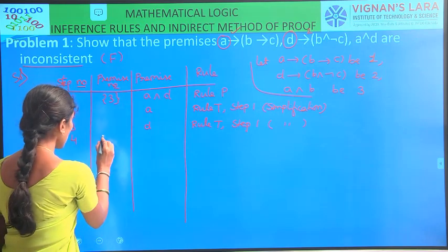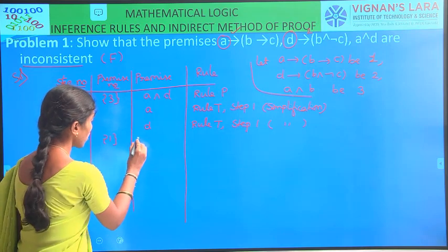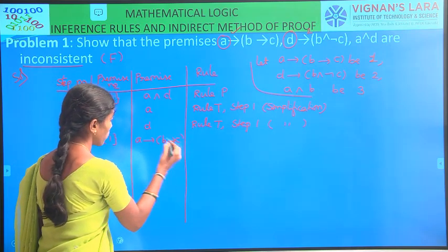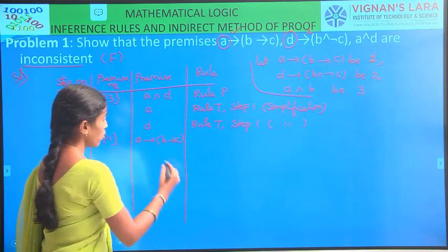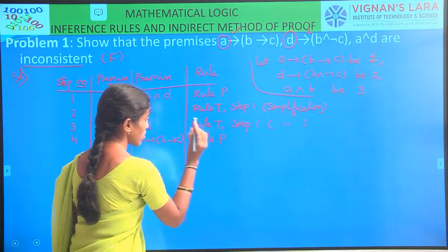Now, I introduce the first premise. What is the first premise? A conditional, B conditional, C. Right? Because we are writing the given premise as it is, which is rule P.